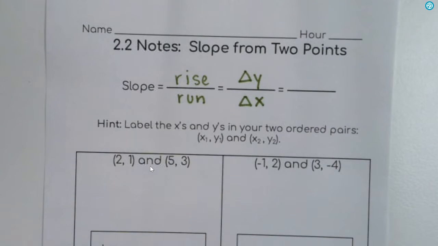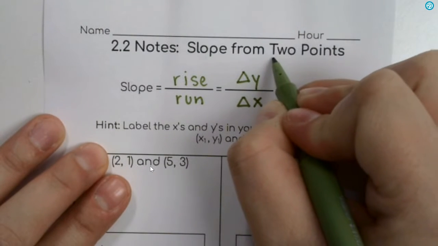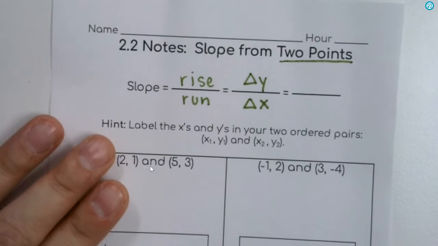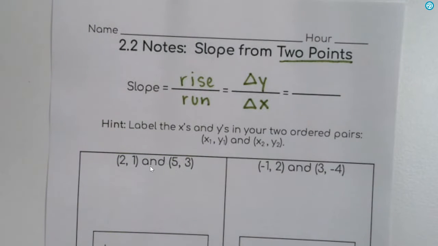Today we are adding a third definition, formula, fraction for slope, and that is slope from 2 points. So when we say 2 points, we mean 2 ordered pairs. If we have 2 ordered pairs, this is the formula that we are going to use to find slope. This one's just a formula, and you plug in x and y every time, and it always works.